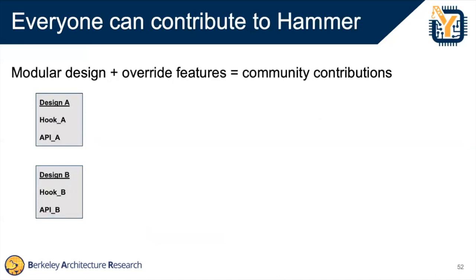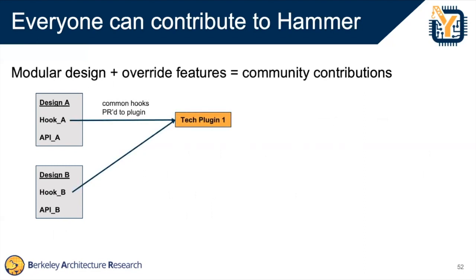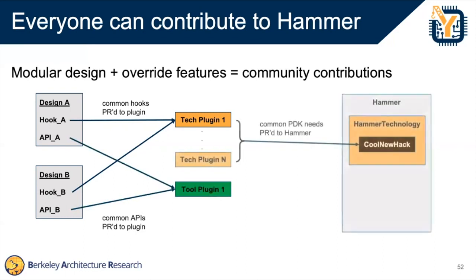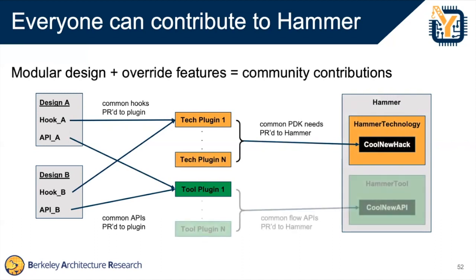Everyone can use Hammer, and you can also contribute to Hammer. Because of the way Hammer is designed, you have a very modular override hierarchy where the technology plugin can override the settings in the tool plugin. The design-specific things can override things in the two other plugins. So you can have two designs, A and B. They have their own hooks and their own API. You may want to take any of the common hooks that both of these designs use and merge them into a technology plugin. Any common APIs can also be merged into a tool plugin. And you might have many different tech plugins. If there is some common feature you find in there that could be added to the Hammer IR, that's something that can be ported upstream to Hammer as well. And of course, the same also applies for tools.